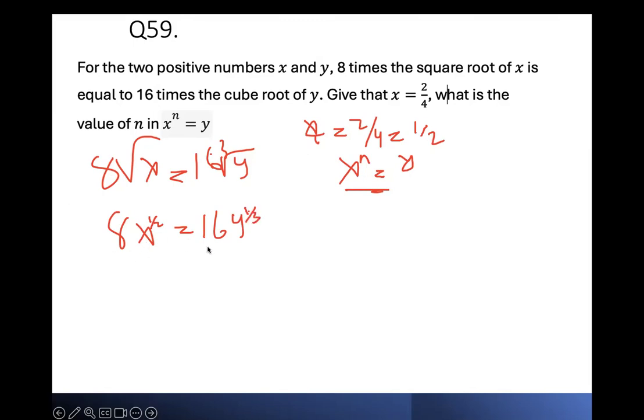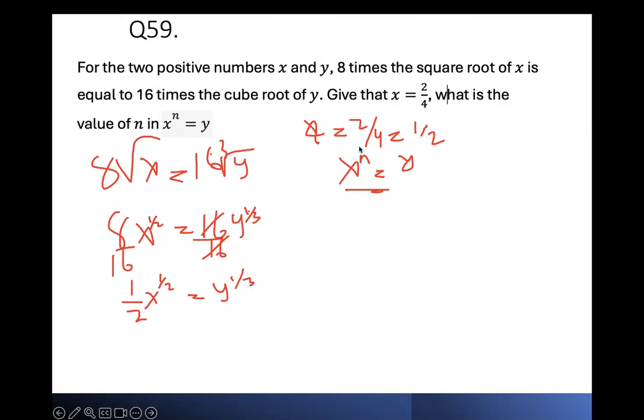But I see 8 and 16. That's half. This comes here, 16 here, and this one 16. This cancels out, and I have half of x, half here, is equal to y^(1/3). That's all.